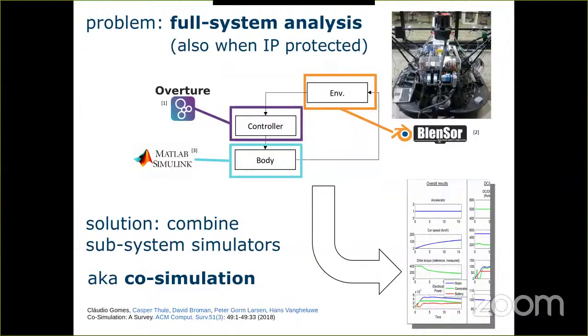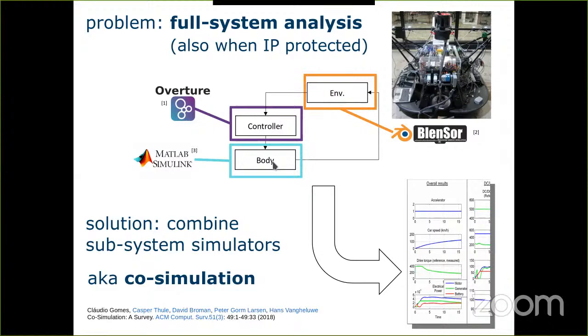Okay, let me go a little bit more in detail in this, because this is today a very common way of solving problems. There is an architecture here with a model of the environment, a model of the controller, a model of the body. This is a prototype automated guided vehicle. It's something you often see in factories. They drive around and they carry a payload. Okay. Now, what you see is this is in MATLAB Simulink, this is in Overture, this is in Blensor. So it's very heterogeneous.